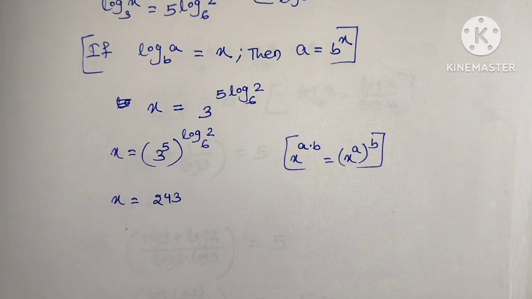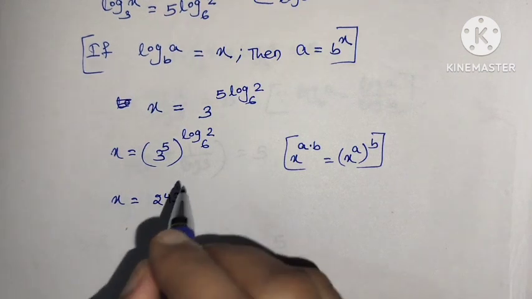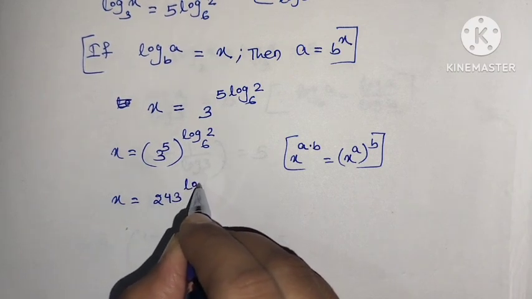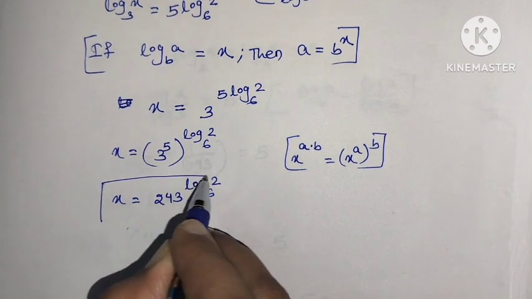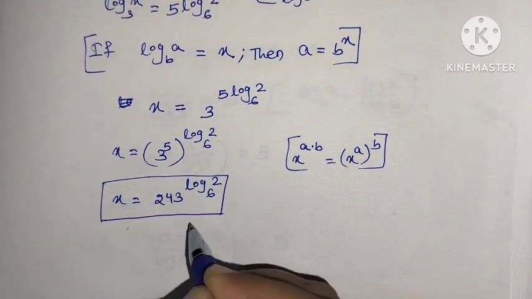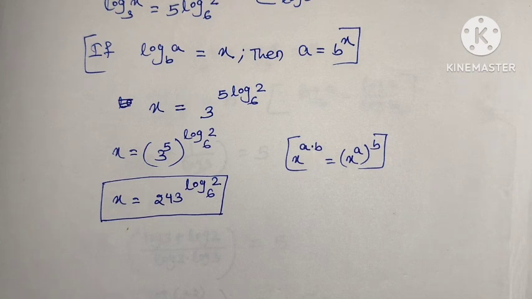3 into 3 is 9, 9 times 3 is 27, and like this you multiply. Then 243 to the power log 2 base 6. This is one answer of x. We have to solve in two ways, and this is the first way's answer.